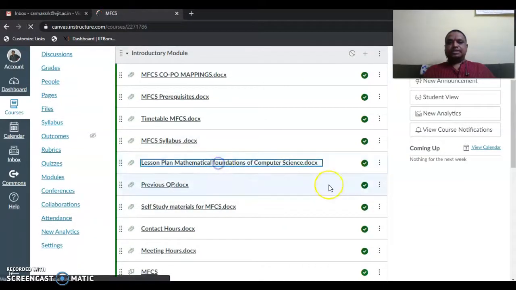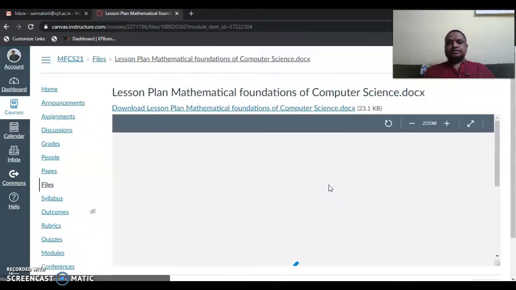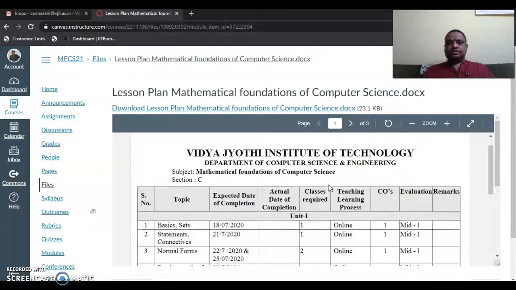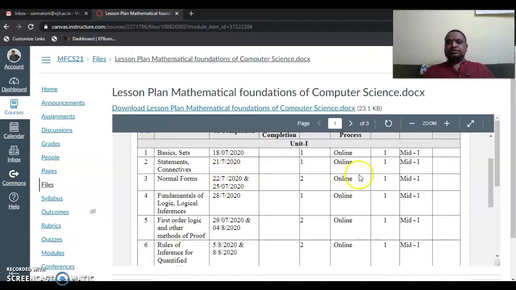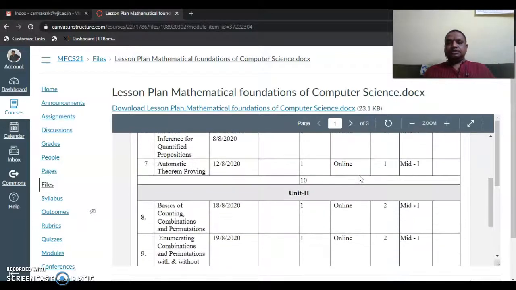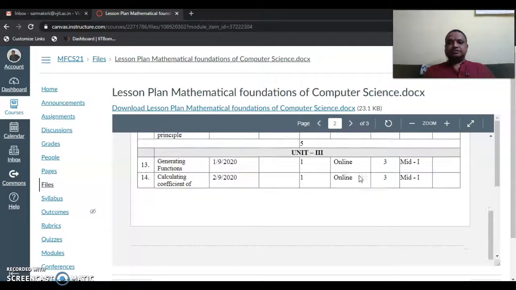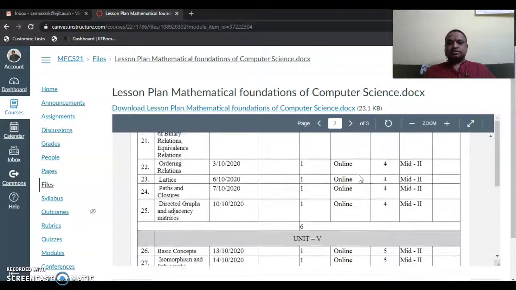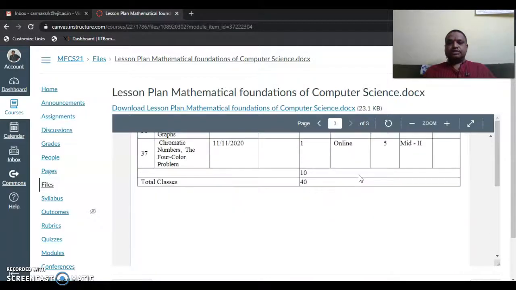And coming to the lesson plan. This is the lesson plan. All the classes will be conducted in online mode only. So this is the lesson plan for the subject. Like this is a plan. It comes to around 40 classes for the subject.